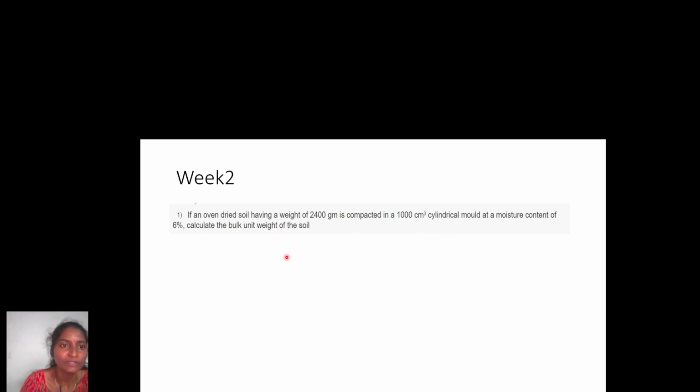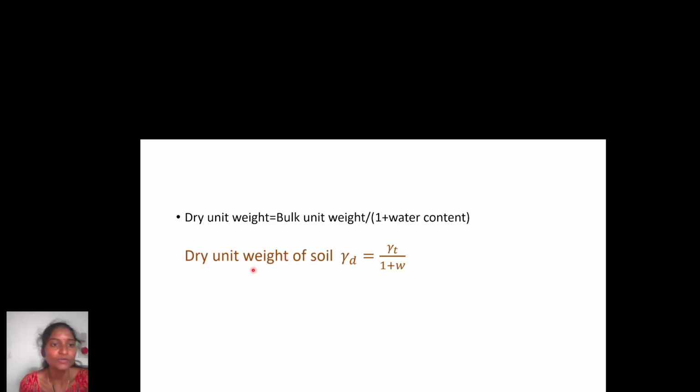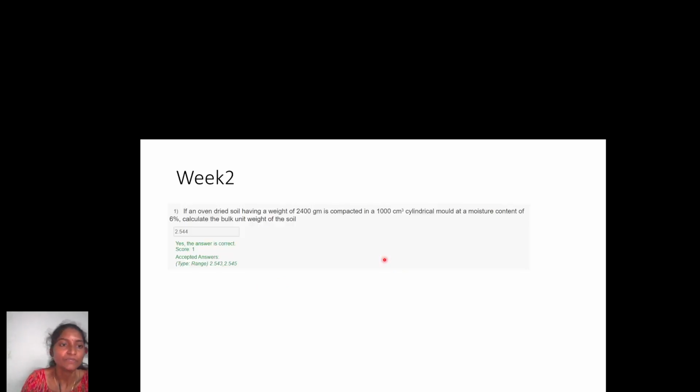This is the simplest problem. We already know dry unit weight of soil equals bulk unit weight by 1 plus water content. Currently, dry unit weight has been given. Water content is 6%. We need to calculate the bulk unit weight. So the answer is 2.544.